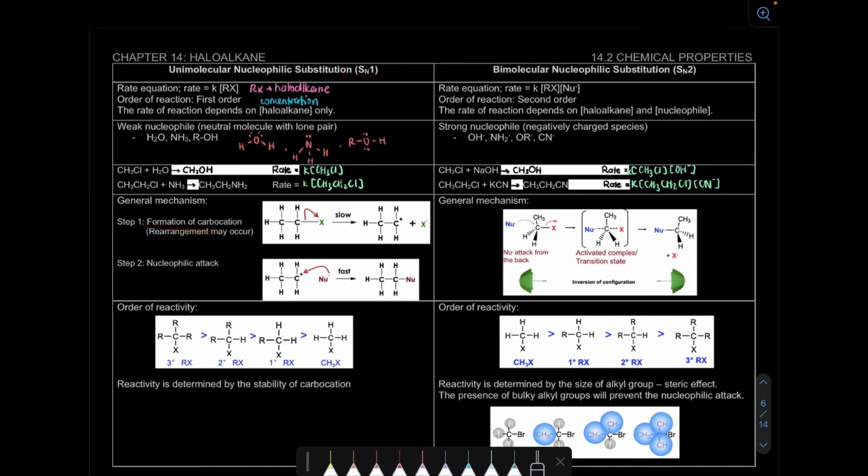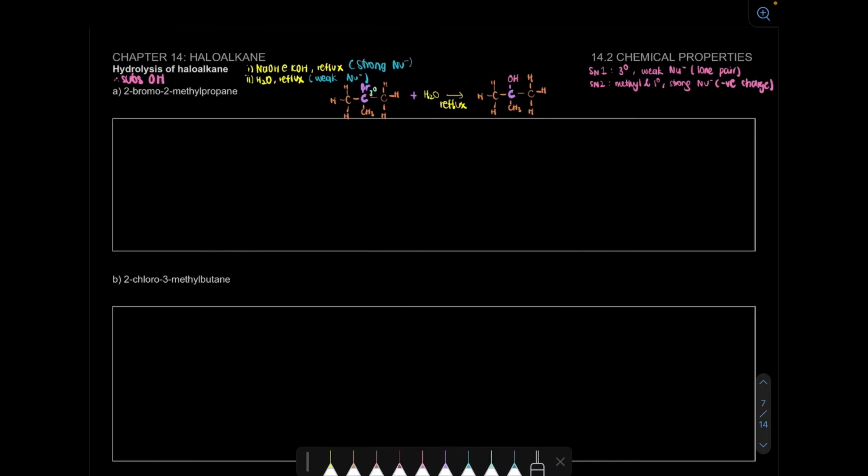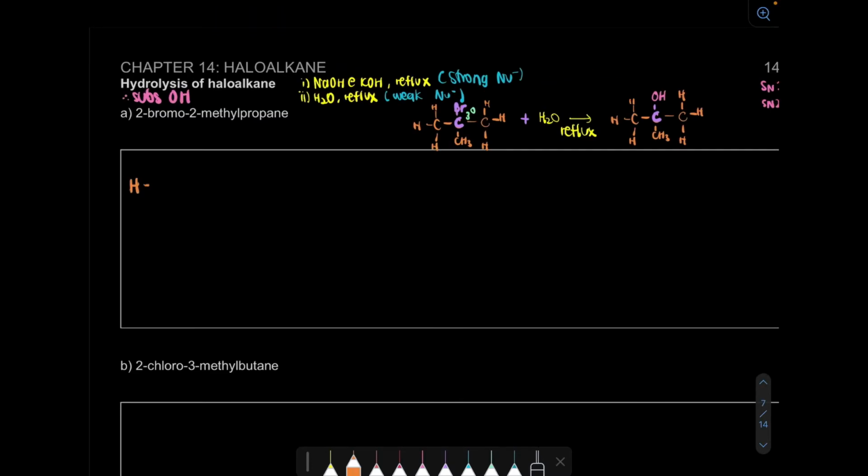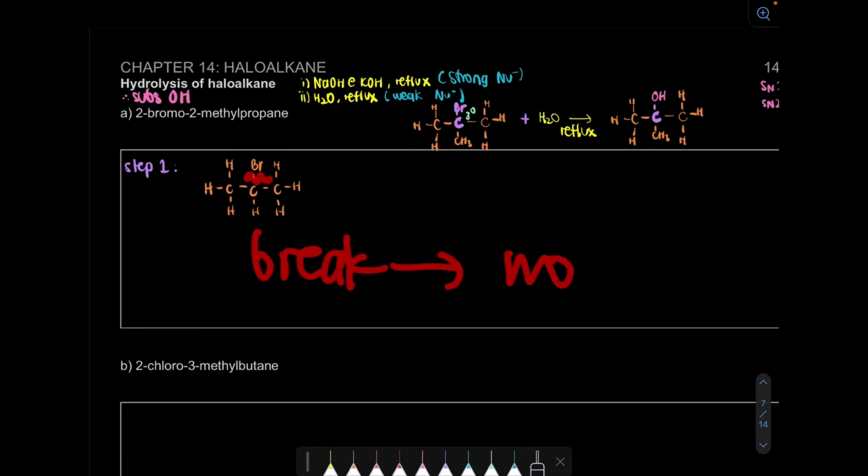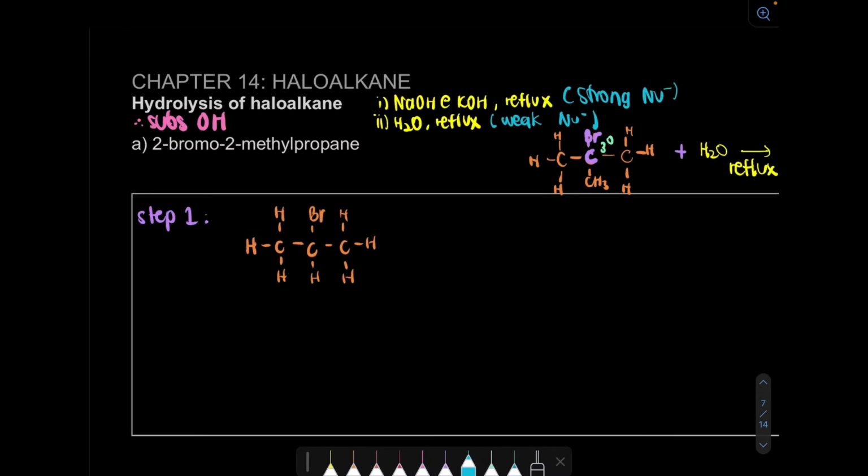Step 1 is the formation of carbocation. Let's draw the structure of 2-bromo-2-methylpropane first for our step 1. I'm just going to label it. No need to mention the formation of carbocation; it's enough to write step 1 only. What we're going to do is break the bond. When we break the bond, the electron will move to the more electronegative atom, which is bromine. Bromine is group 17, carbon is group 14, so the electron will move towards bromine. So we have to show the arrow from the bond itself towards the bromine atom. This bond breaking is a slow reaction.